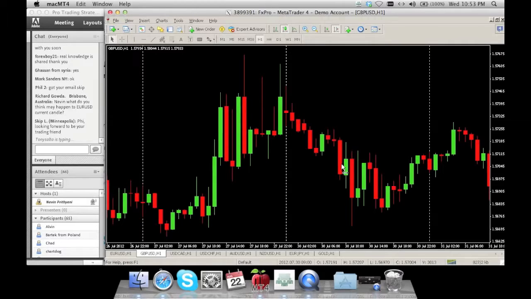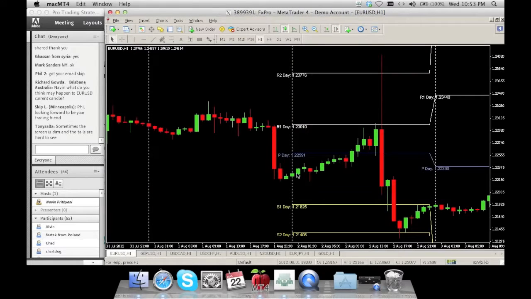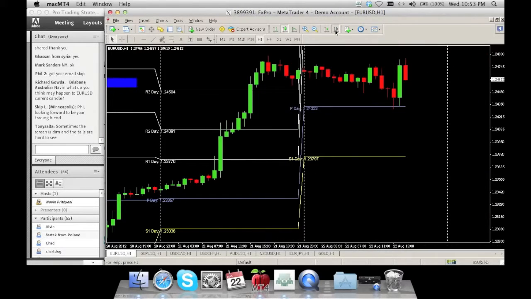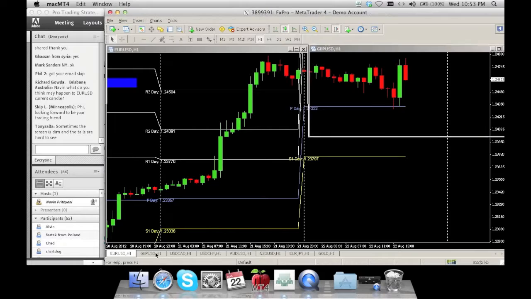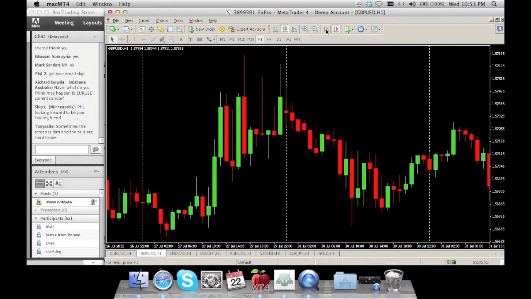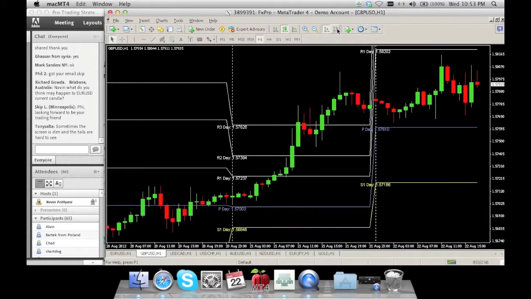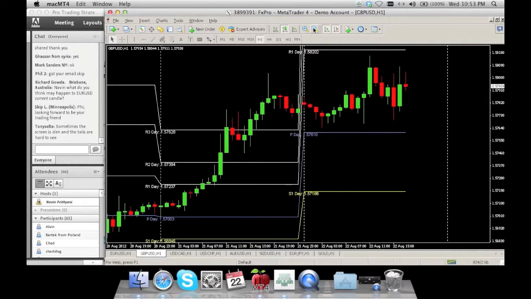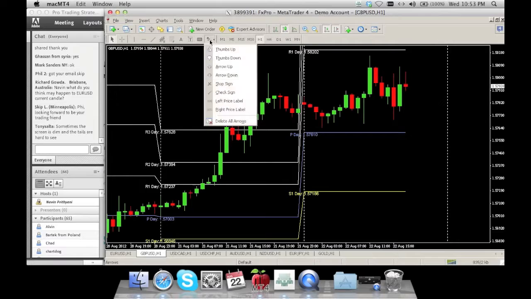Naveen, what do you think may happen to Euro USD current candle? Okay, let's take a look. One second here. Euro USD current candle, temporarily short and then long. Let me take a look at the other pairs if you guys want the current analysis. One second here. All right, take a look at this pattern here. Keep an eye on this one.